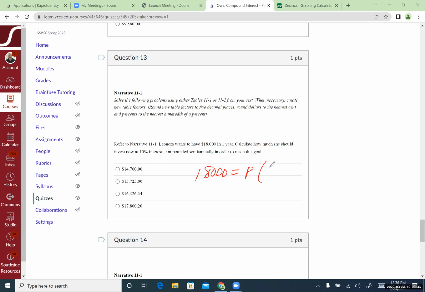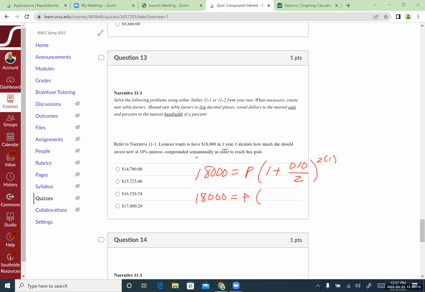1 plus 10%. It's compounded semi-annually, twice a year, and she wants to do it for 1 year. So it's twice a year for 1 year. This one takes a little bit more work. 18,000. Then we got to work all this out here to the right, so then we know what to do.